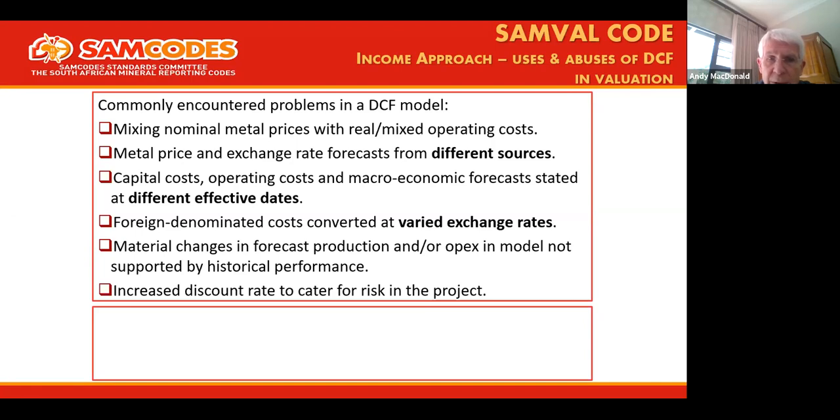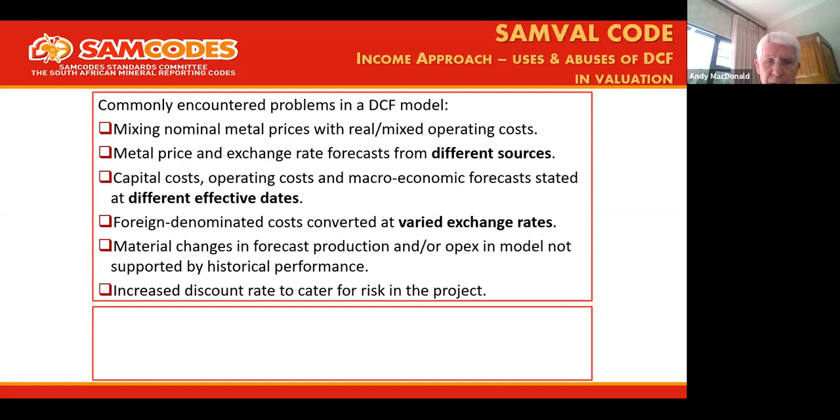Then your capital costs, operating costs, and macroeconomic forecasts are stated at different effective dates. So my capital costs were developed in December 2019, my operating costs are in March 2020, and the economic forecasts were done in May 2020. Now those parameters are all at different time bases, and that presents a potential problem. Then, amongst my capital costs, I have costs that are in foreign denominated currencies, and they've been converted by the contributors to the study using different exchange rates. So somebody's used 16 Rand to the dollar, somebody's used 18 Rand to the dollar, and somebody else has used 19 Rand to the dollar. So now those capital components are not comparable.